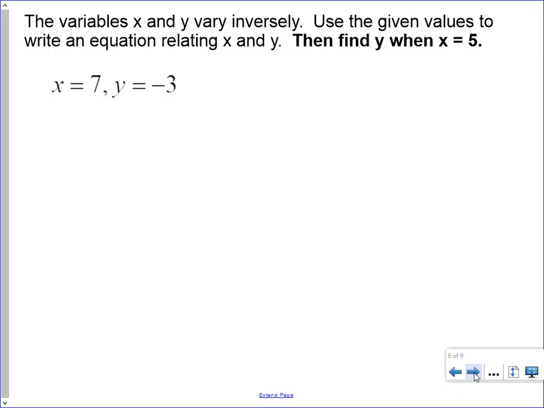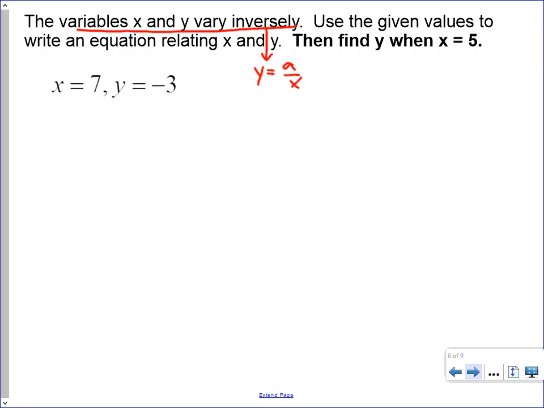So this is how I approach a problem like this. First, there's a sentence there that tells me what equation to use. The variables x and y vary inversely. So I think back, what's the equation for inverse variation? y equals a over x.